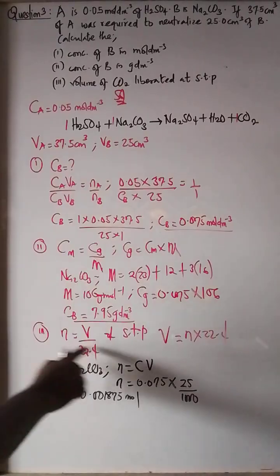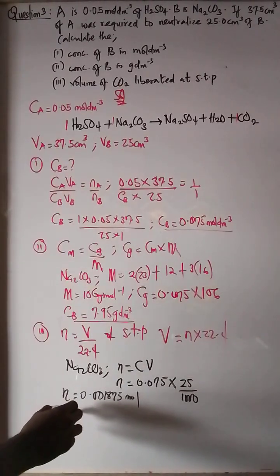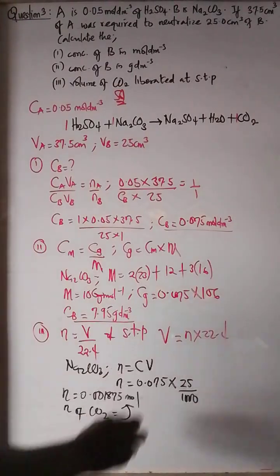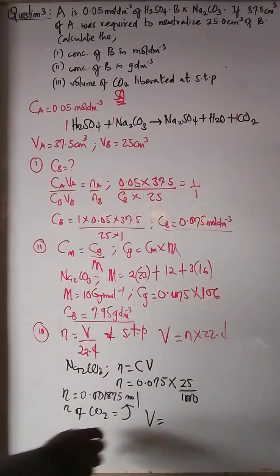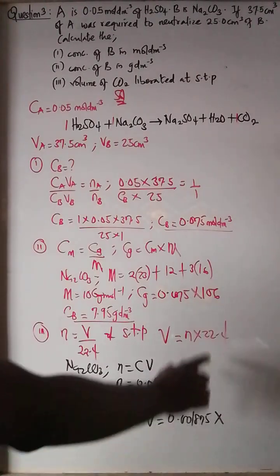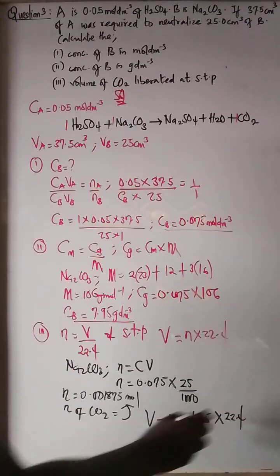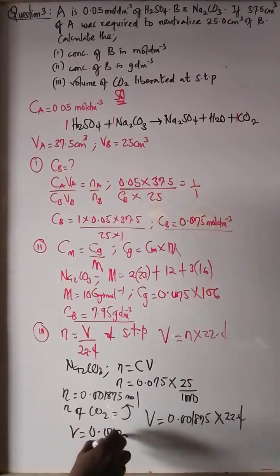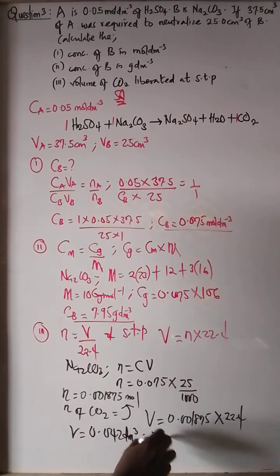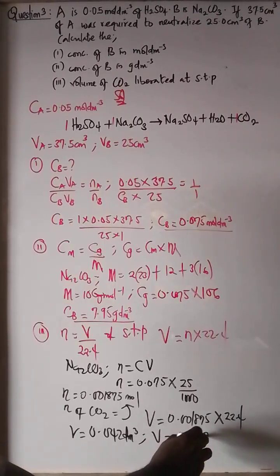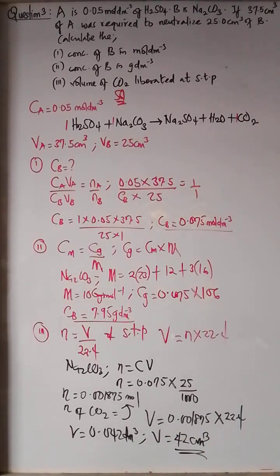So it means the number of mole of CO2 is also equal to what we have here. Our aim is to get the volume. So this time the volume becomes number of mole, 0.001875, times molar volume 22.4. So the volume of CO2 in dm cube now becomes 0.042 dm cube. In case you want the answer in cm cube, multiply by 1000: 1, 2, 3. That is 42 cm cube. And that is the answer.